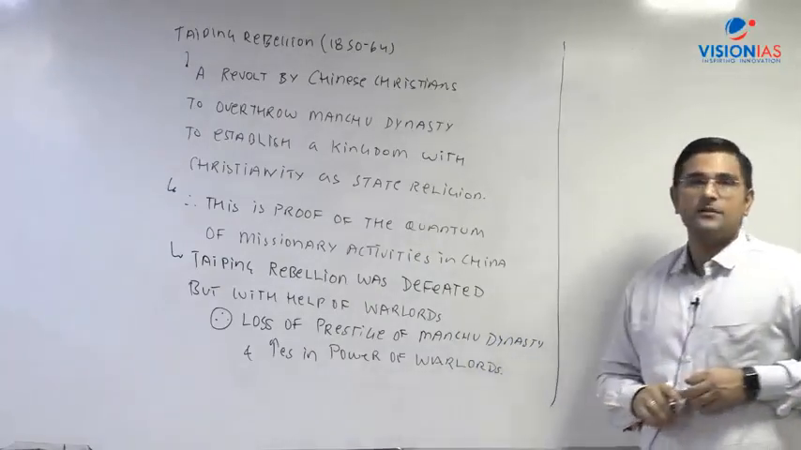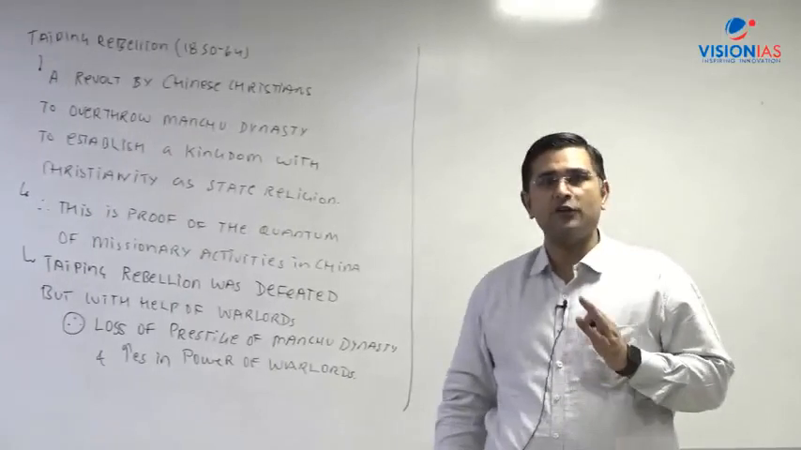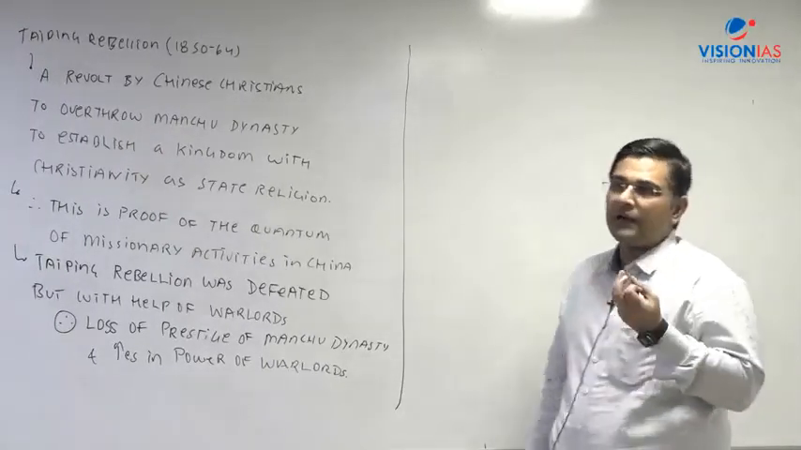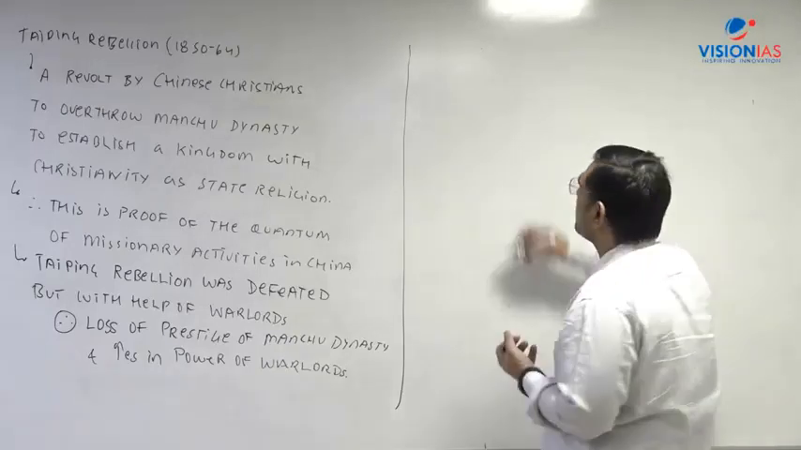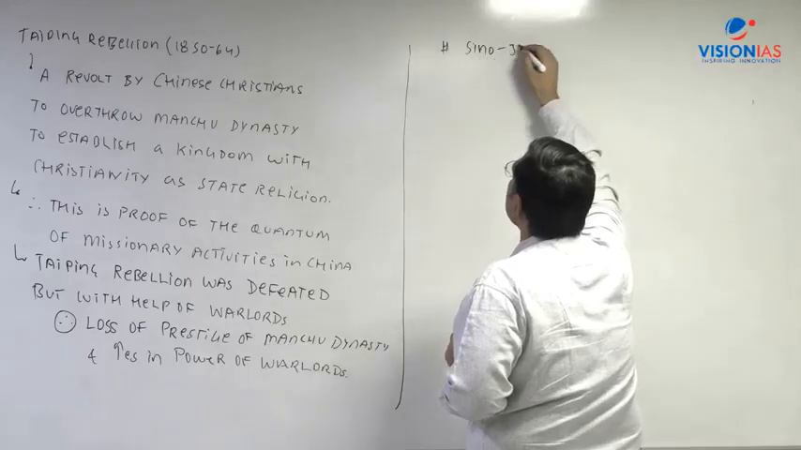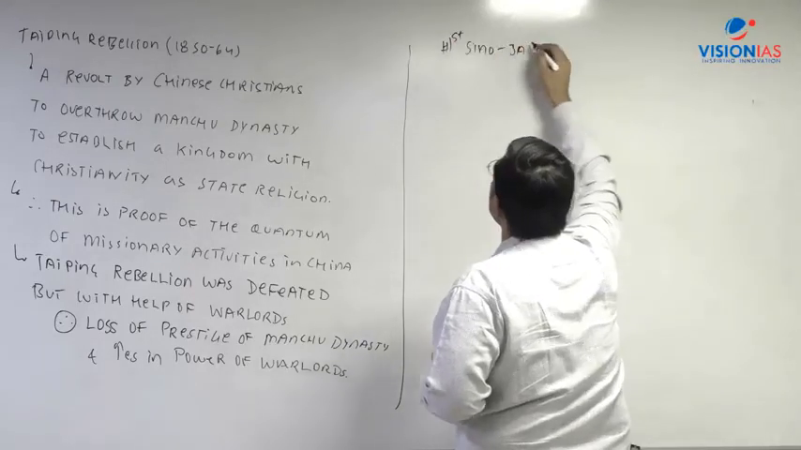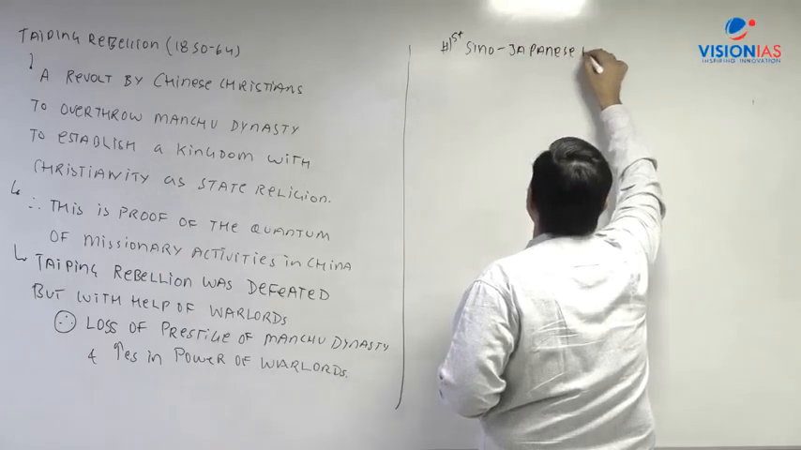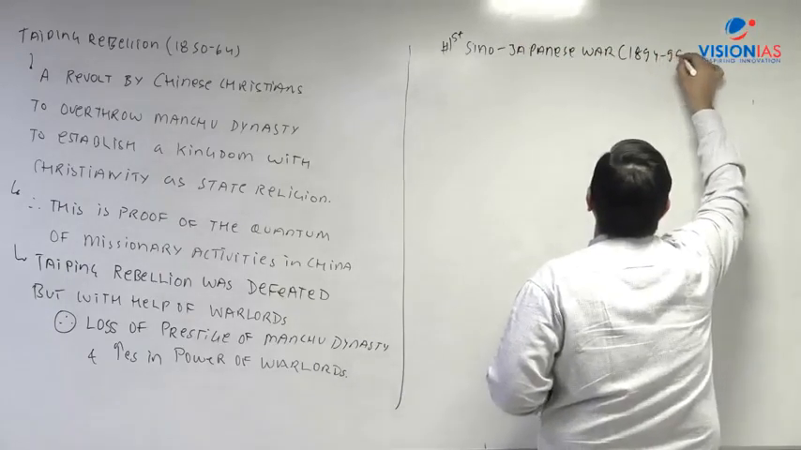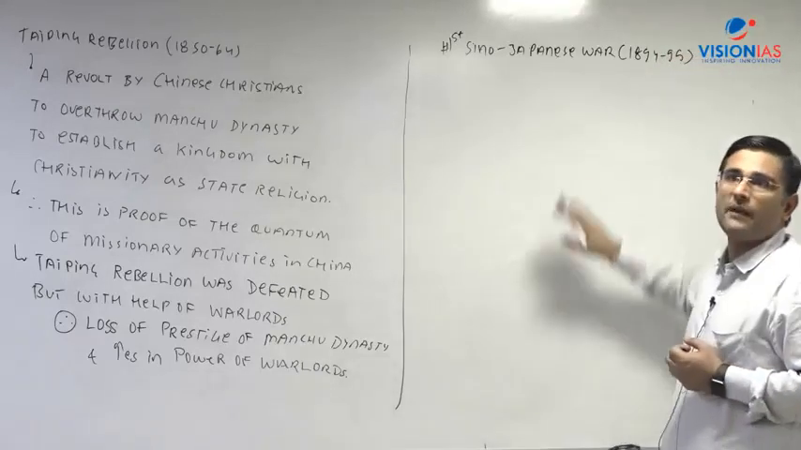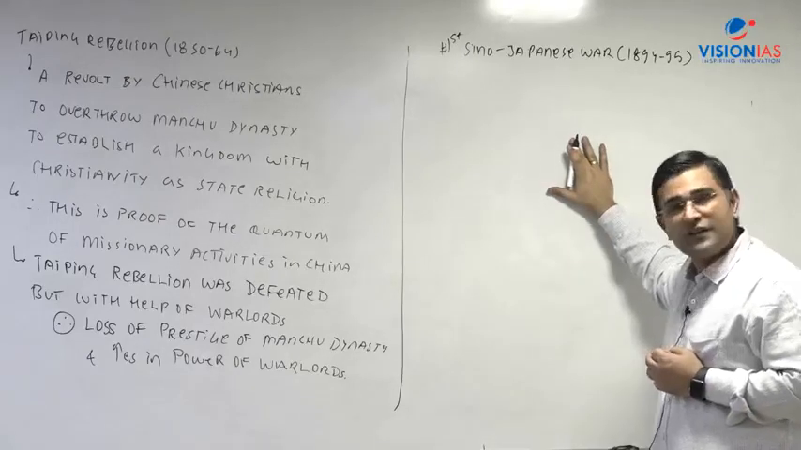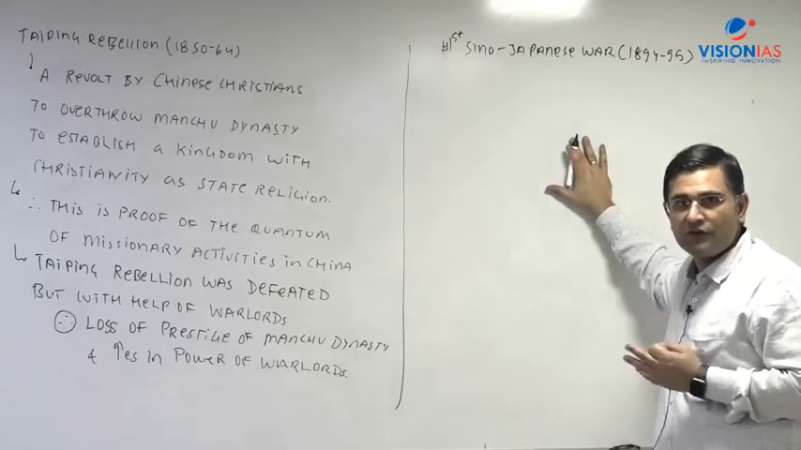The next event that takes place is the 1895 Sino-Japanese War. Sino means China and Japan means Japan. And in this war, what happens? Let us take a look. So the next component is your Sino-Japanese War, or the First Sino-Japanese War. It happens in 1894-1895. Now, what is the reason for this war? The reason for this war is Korea.